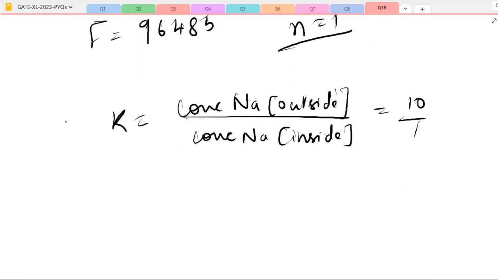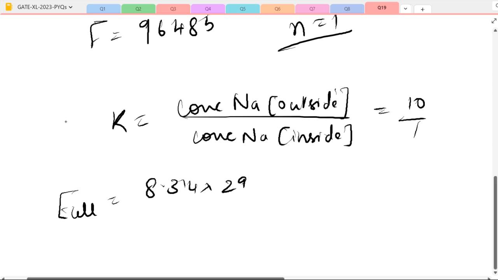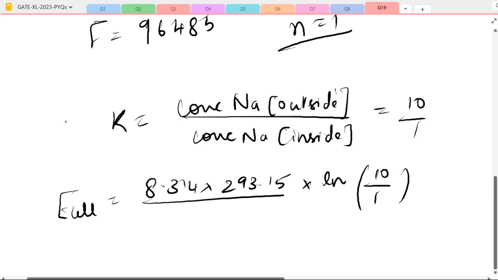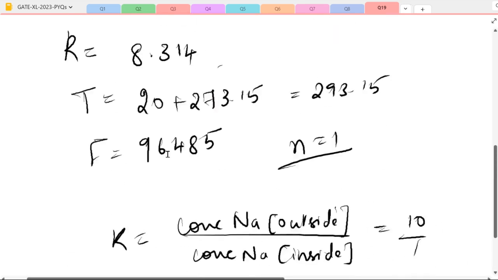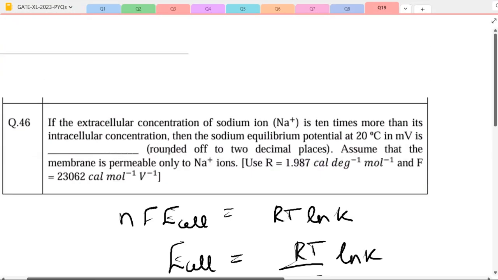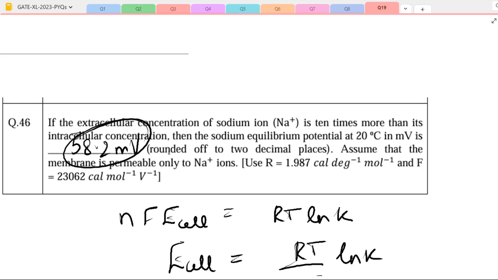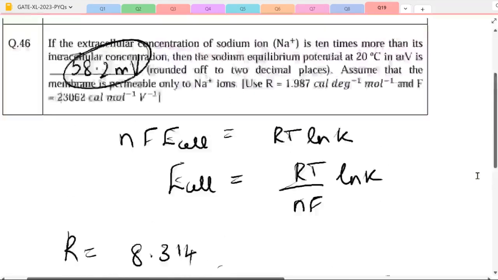Okay, so now substituting all of these, you get E cell is equal to 8.314 into 293.15 into ln 10 divided by 1, whole divided by 96,485. If you solve this, you will ultimately get the answer to be, this is in volts, so make sure you change it to millivolts. So you will get the answer to be 58.2 millivolts, that is mentioned in their answer key. So by taking these constants, you get the answer to be in this range. However, I hope this discrepancy won't be there in the coming papers. Anyways, so that's how you solve.